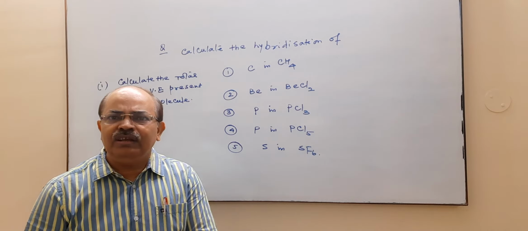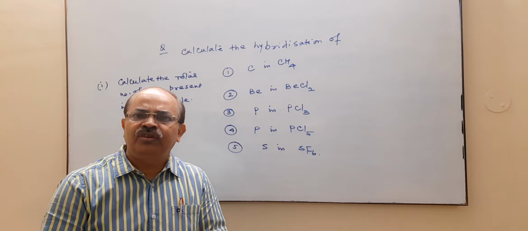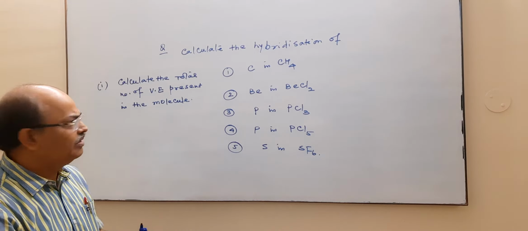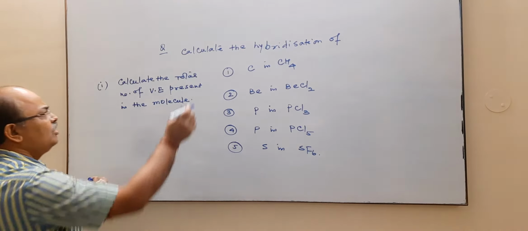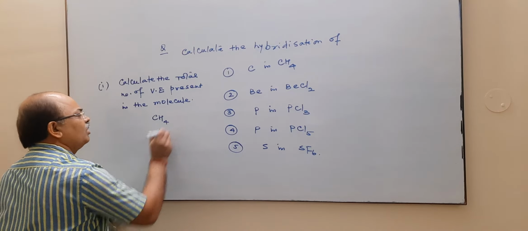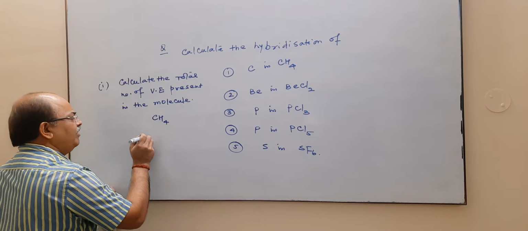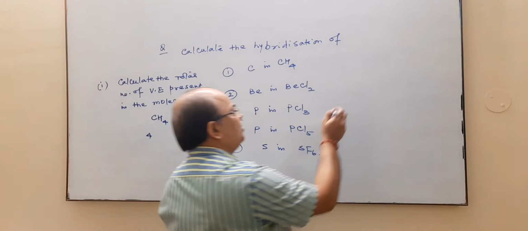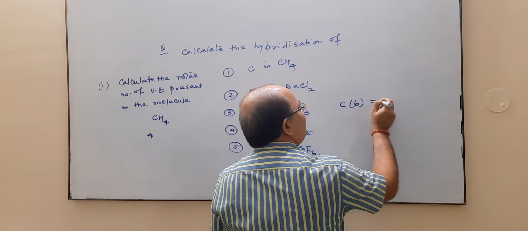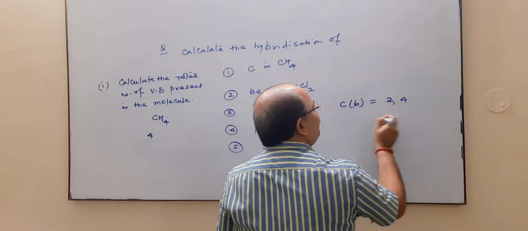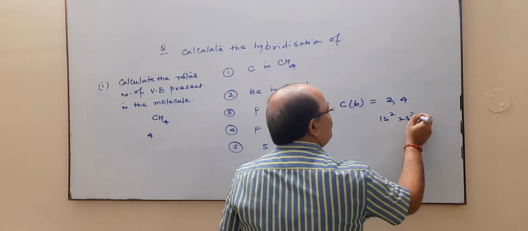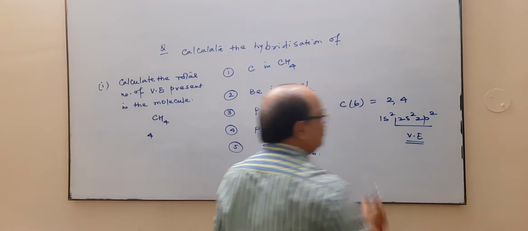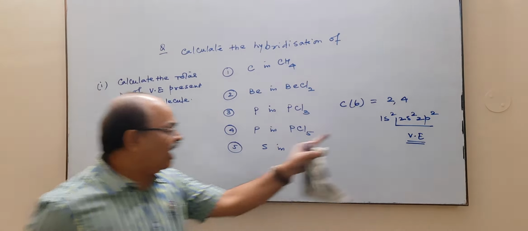We have already discussed in the online class how we can calculate it. Anyway, let's do it. So if we have methane, you know carbon has valence electrons 4, because carbon is 6, that is, 1s2, 2s2, 2p2. So the valence electrons are your 4, the electrons present in your outermost shell.